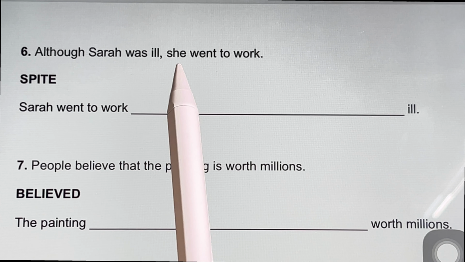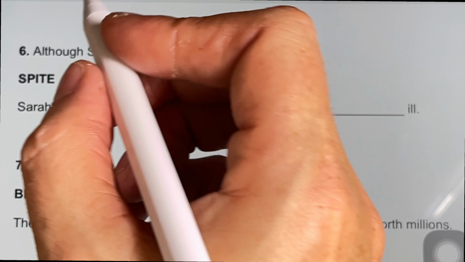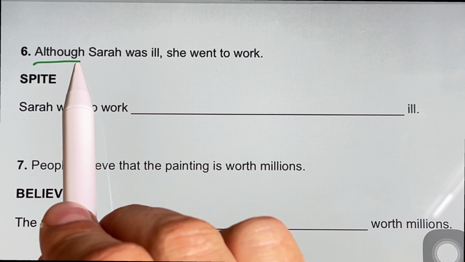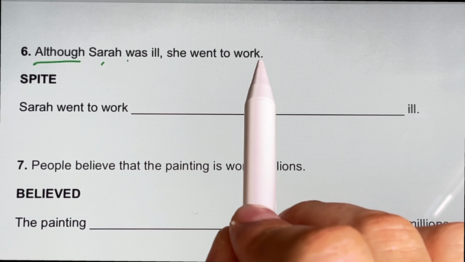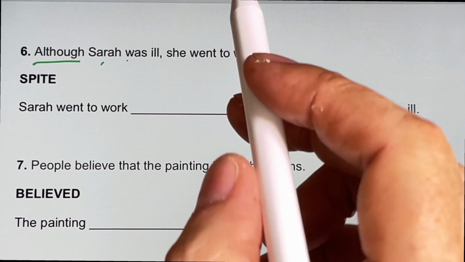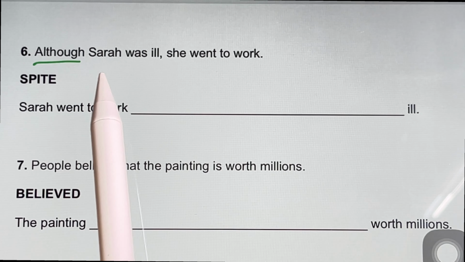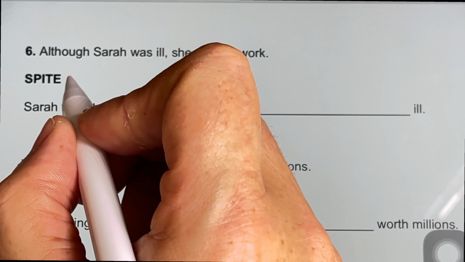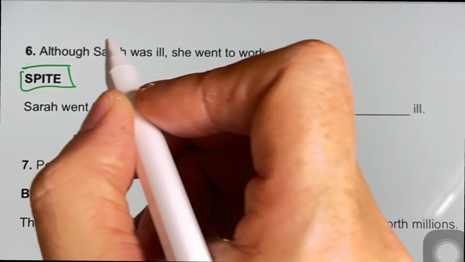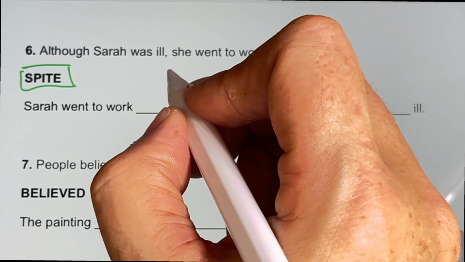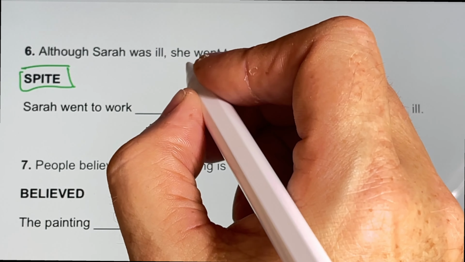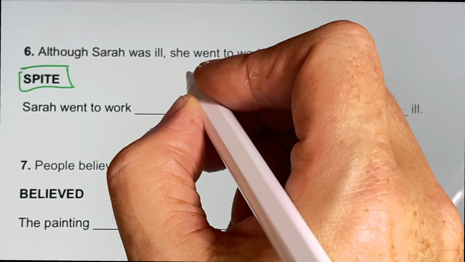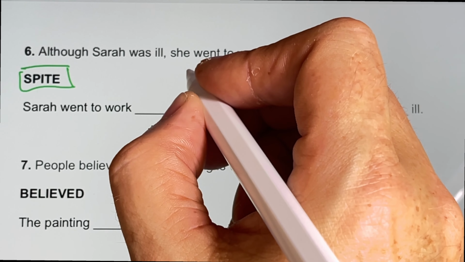"Although Sarah was ill, she went to work." Now, we have an "although", and a contrast. Sarah was ill, but she went to work. We have a contrast here, because the normal thing for Sarah is to stay at home. Here the word given is "spite". Some of my students sometimes make the mistake of not differentiating between these two, and they confuse the way they are written.